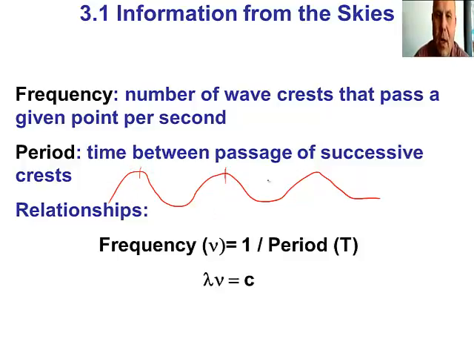Okay, and the frequency is how many of these waves, lambda, the sign for wavelength, like you see right here, lambda. Okay, is this wavelength? So that's the frequency. How many of these go by in a second from a given point? Okay, and you see the relationship is 1 over the period of time. Of course, if we know the wavelength, multiply it by the frequency, we can come up with the speed of light. Okay.